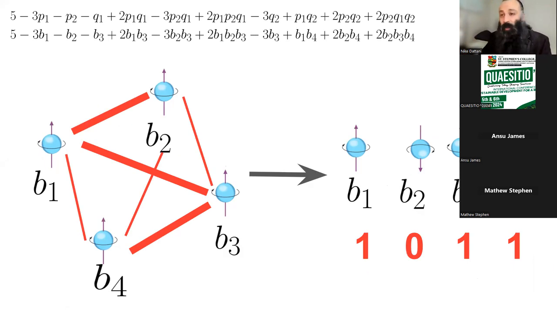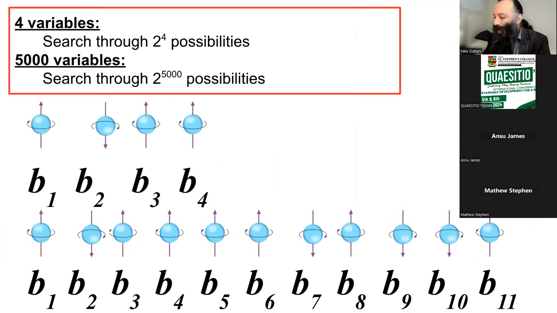We want to factor 143. We're going to get P equals 13, Q equals 11. I showed you before, P equals 13, Q equals 11 corresponds to P1 equals 1, P2 equals 0, Q1 equals 1, Q2 equals 0. So here we searched through 2 to the 4 possibilities, but we didn't actually have to do a search on a classical computer. Instead, we just took 4 electrons, we coupled them together with certain strengths, and we found the ground state. And the ground state told us the answer to the problem.